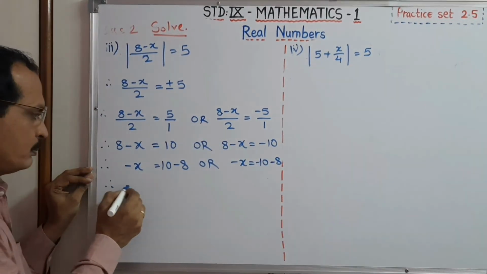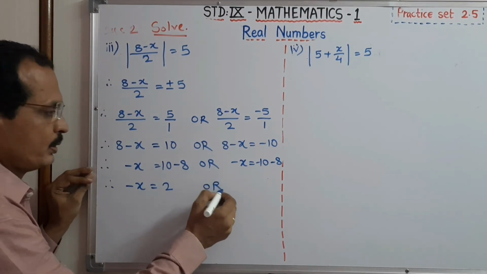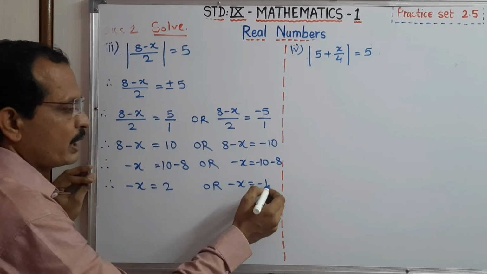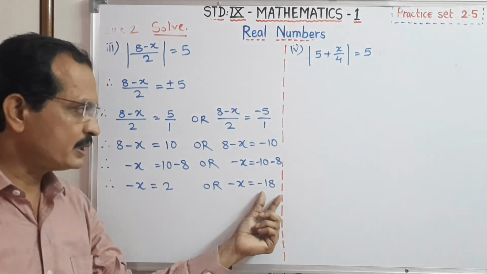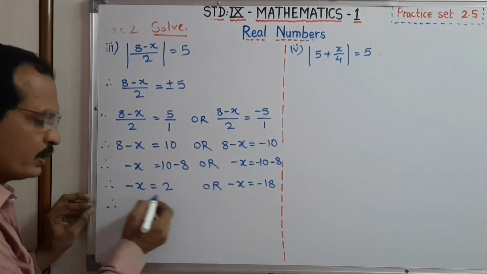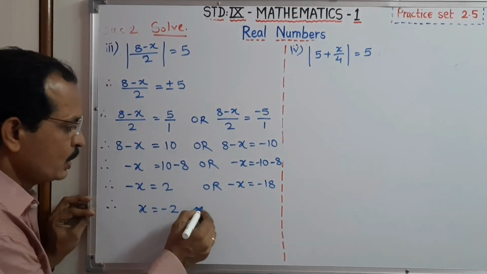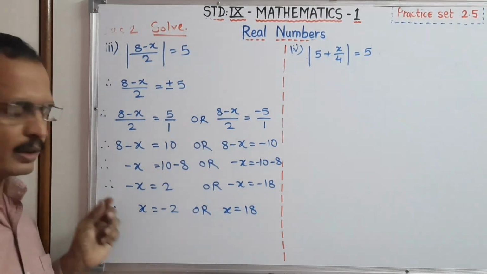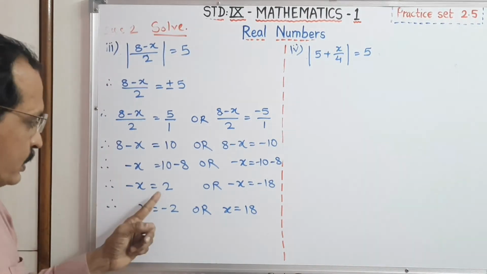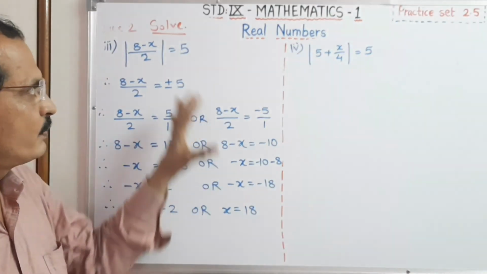Now dear student, minus x is equal to 2, or minus x is equal to minus 18. Minus 10, minus 8, minus 18. Now multiply with minus 1 on both sides, we get here x is equal to minus 2 or x is equal to 18. Therefore x is equal to minus 2 and here it is x is equal to plus 18. These are the values of x.